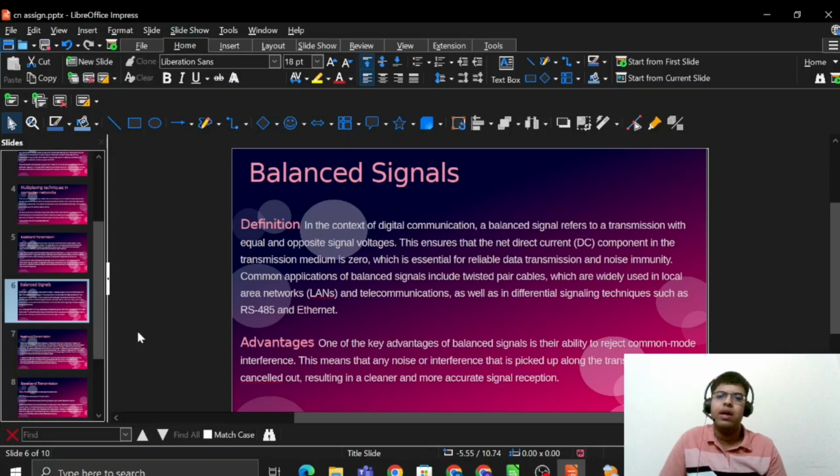Next one are the advantages of balanced signals. One key advantage is their ability to reject common mode interference, which means that any noise or interference picked up along the transmission path is cancelled out, resulting in a cleaner and more accurate signal reception.